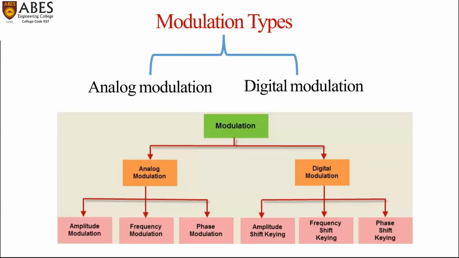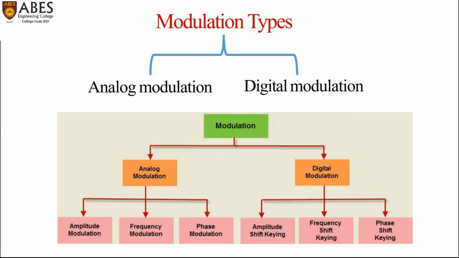Now, moving to modulation types. Basically there are two types of modulation. First one is analog modulation. Second one is digital modulation. To be more specific, under analog modulation, we can see amplitude modulation, which we are focusing on. Next one is frequency modulation, and another one is phase modulation. So these are the possible modulations that come under analog modulation.